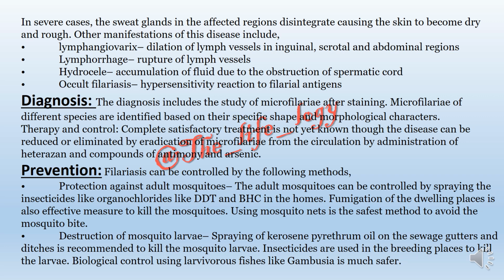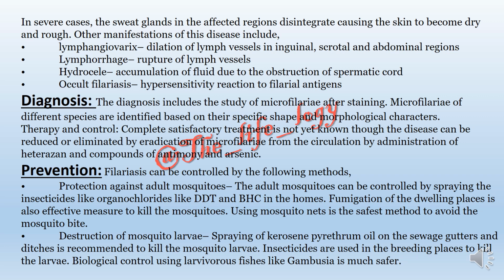Prevention: filariasis can be controlled by the following methods. Protection against adult mosquitoes. The adult mosquito can be controlled by spraying insecticides like organochlorides such as DDT, BHC in the homes. Fumigation of dwelling places is also an effective measure to kill the mosquito. Using a mosquito net is the safest method to avoid mosquito bites.